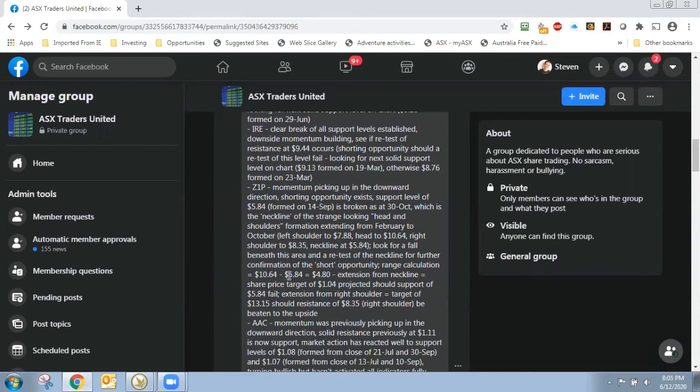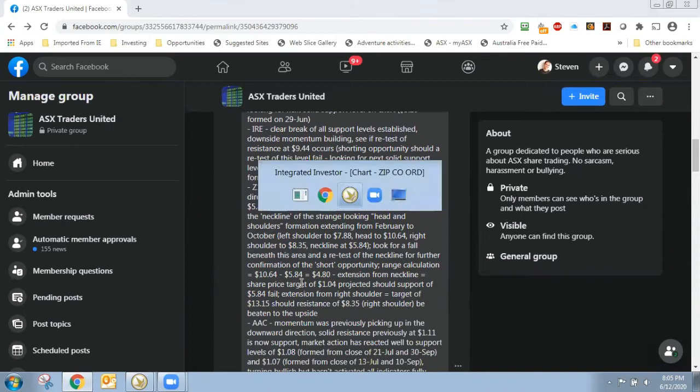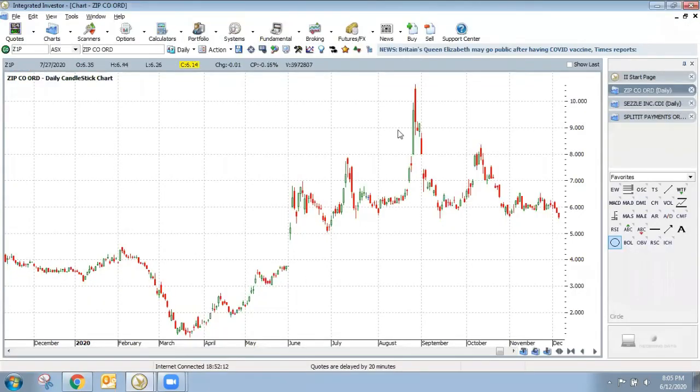So the range calculation is basically $10.64 minus the 5.84. How did that come about? Look where the head is. So you go to the top there. You can see at the top of the screen there, the high is $10.64. So that was the top there. And the range being the neckline of 5.84. So we'll put the neckline back in again.